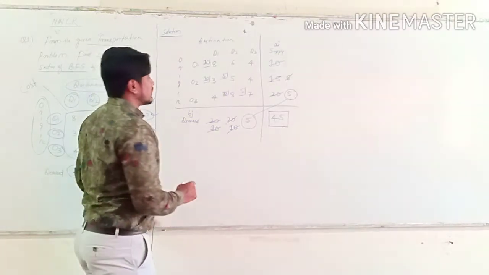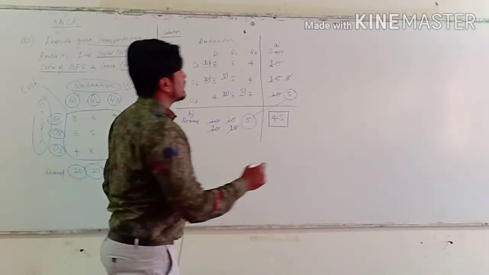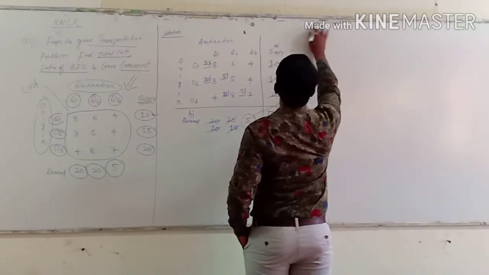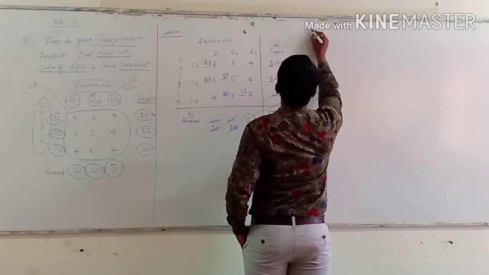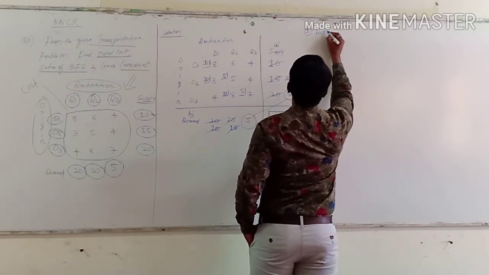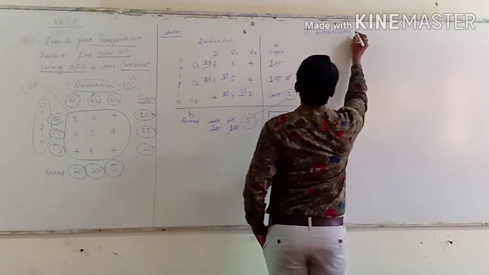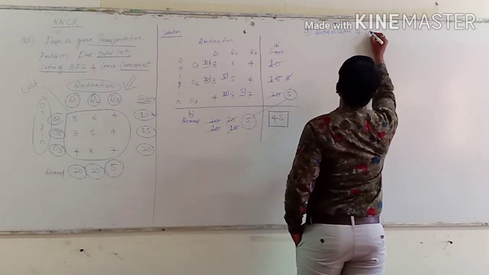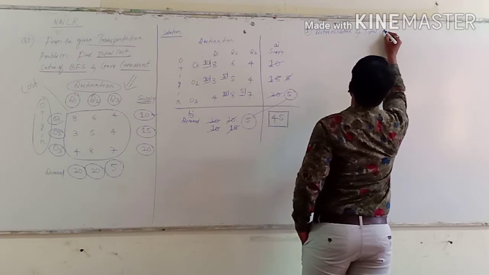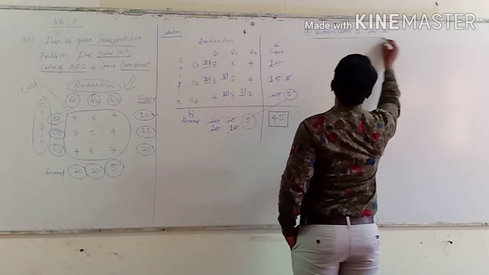Next we'll find out the total cost. Roman number 1, determination of total cost. So this would be our heading.